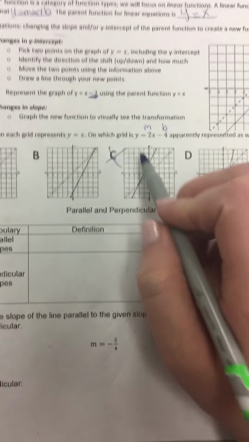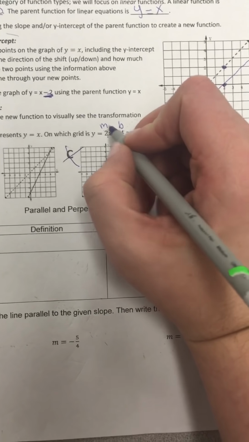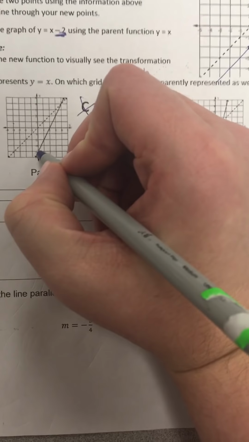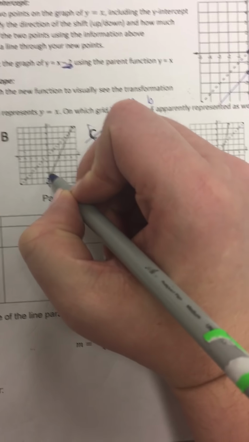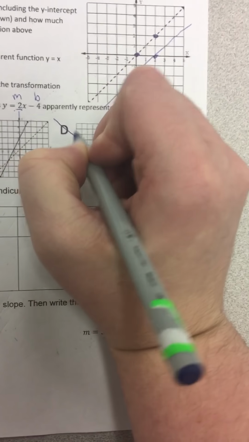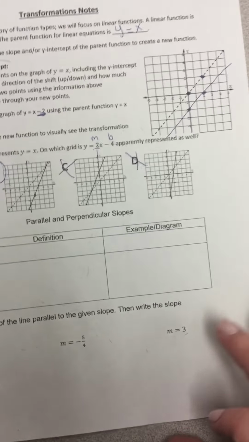1, 2, 3, negative 4. Yes. Now we're going to see which of these has a slope of 2, and we know that we can rewrite this as a fraction, 2 over 1. So let's see. We're going to start at our y-intercept, go up 2 over 1, and see if we're on the function. Up 2 over 1, we're on the function. Up 2 over 1, not on the function. So this is the graph that also has y equals 2x minus 4 on it.